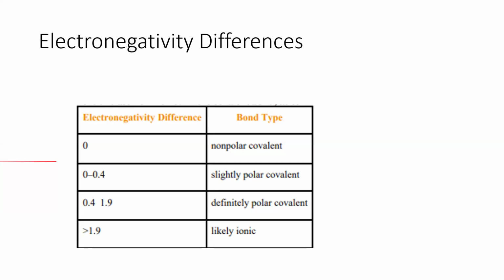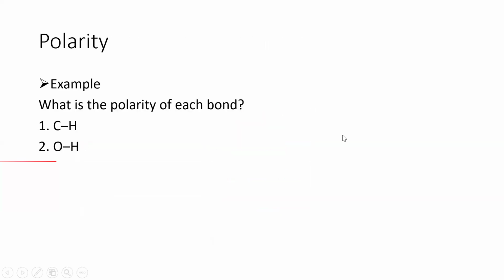Do you get it? So we are going to do an example using the electronegativity difference to see the bond type. These are the bond types. So let's go ahead and see. What is the polarity of each bond? Carbon and hydrogen, and oxygen and hydrogen. Then we go to the table and the chart and find the electronegativity of carbon, find the electronegativity of hydrogen, and then we see the difference. Then that will tell us whether it's polar covalent, slightly covalent, or likely ionic or whatever.